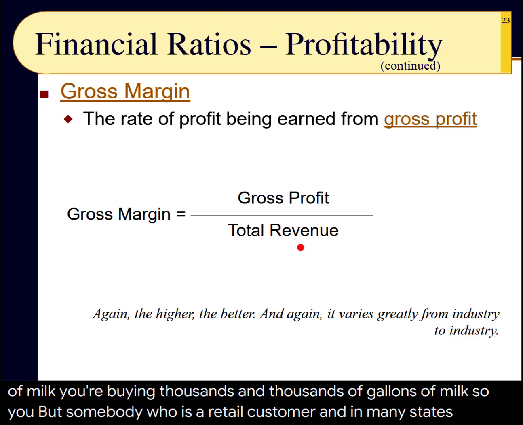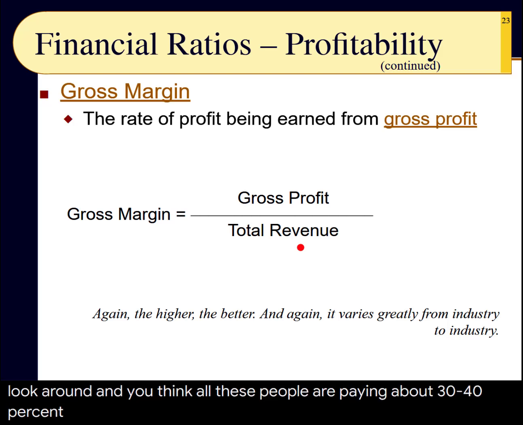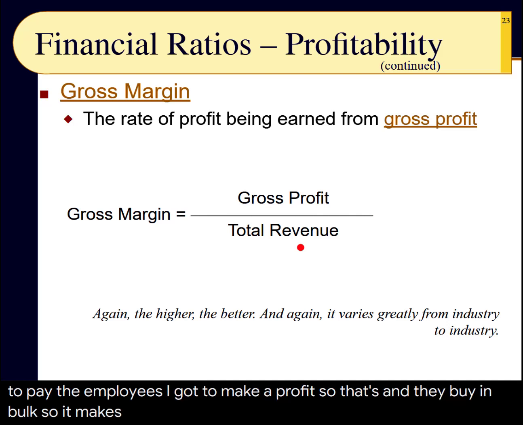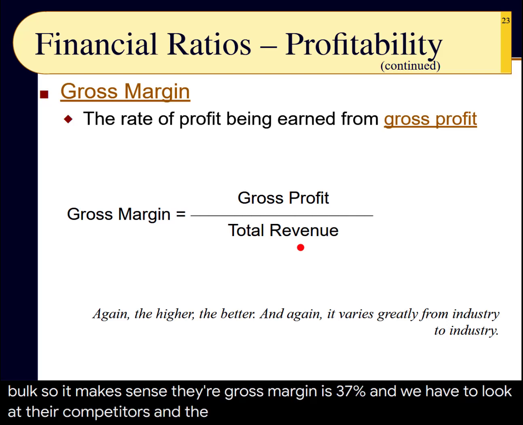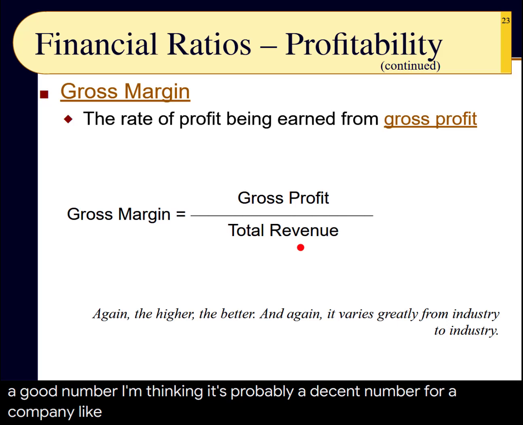And in many stores, you look around and you think, well, these people are paying about 30-40% less than what I'm paying. Well, they've got to pay the rent, they've got to pay the employees, they've got to make a profit. And they buy in bulk. So it makes sense. Their gross margin is 37%. And we have to look at their competitors and the industry as a whole to see if that's actually a good number. I'm thinking it's probably a decent number for a company like Sprouts.